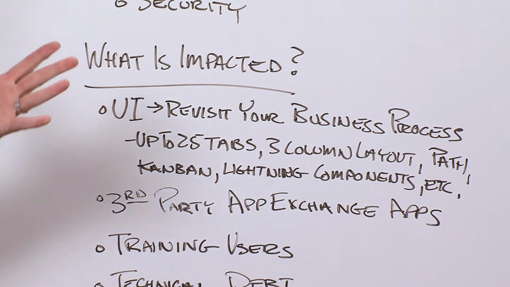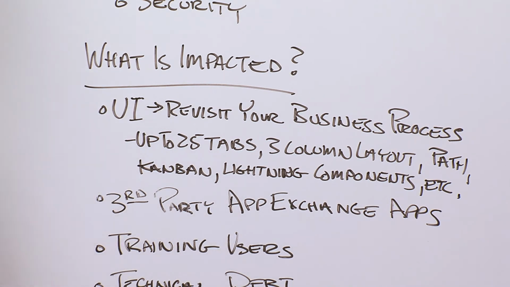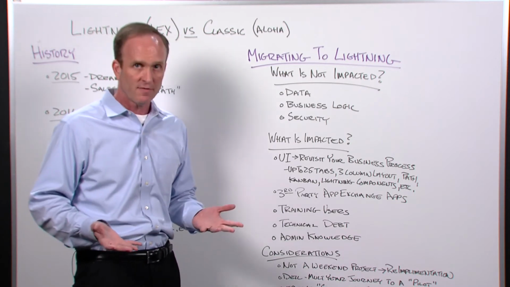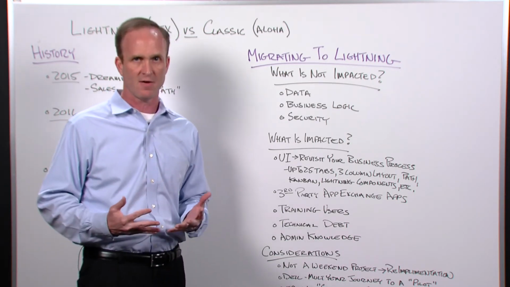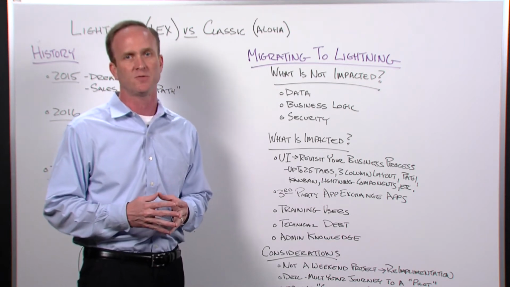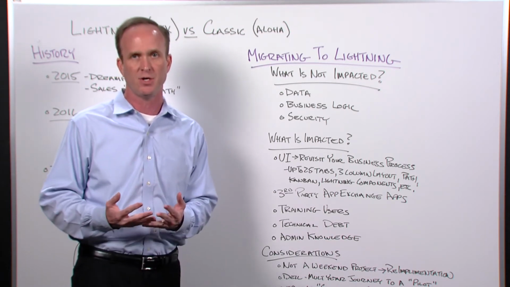You can have up to 25 tabs. You can have a 3-column layout. You can have a Kanban board. You can have a path. You can have Lightning components. I wouldn't say the gloves are off and that you can do anything, but you have a lot more choices now of how you implement a business process in Salesforce and present that information to your end users.